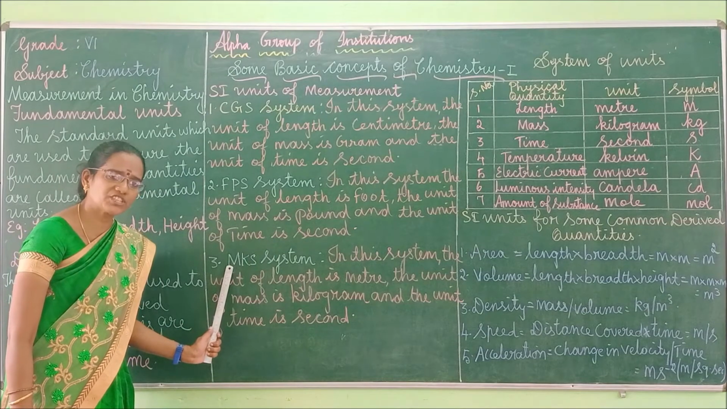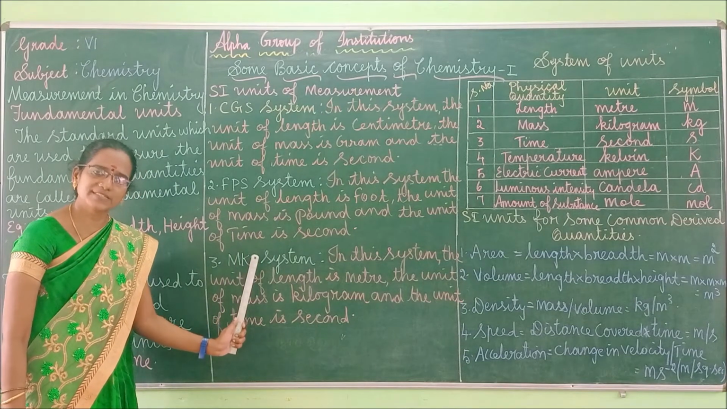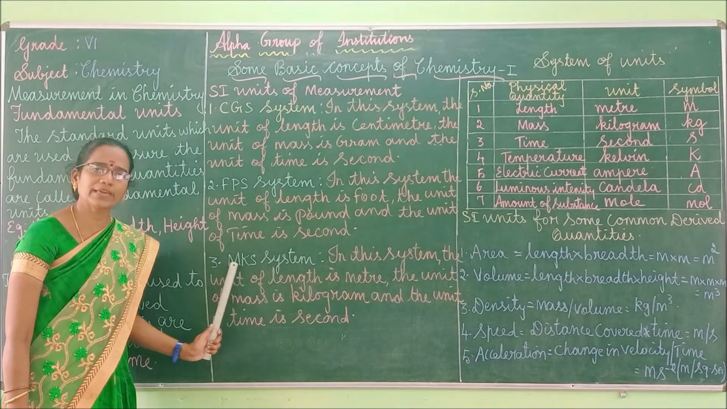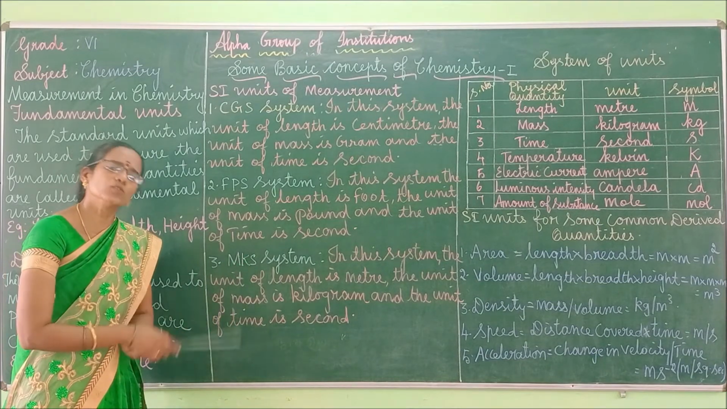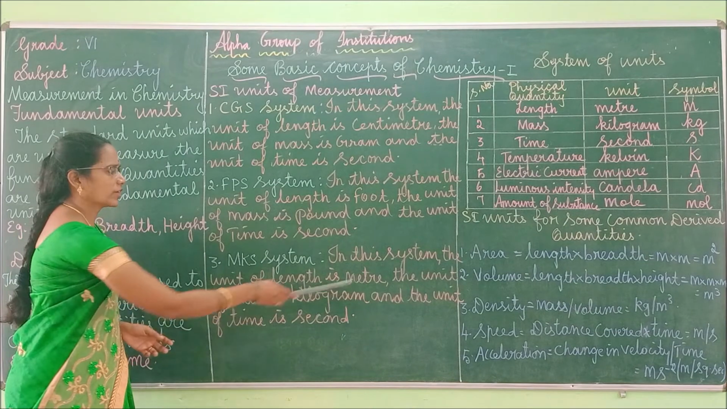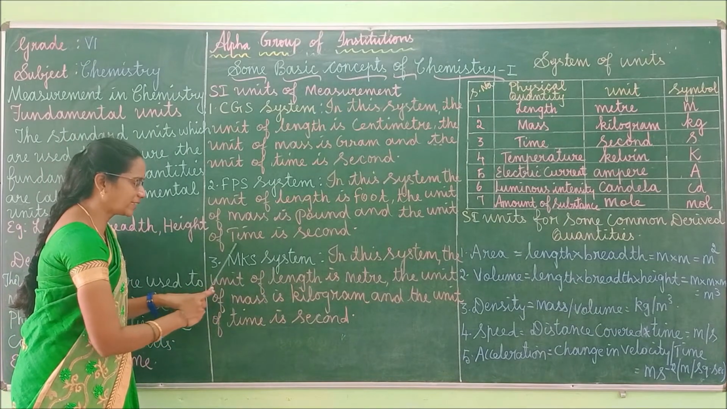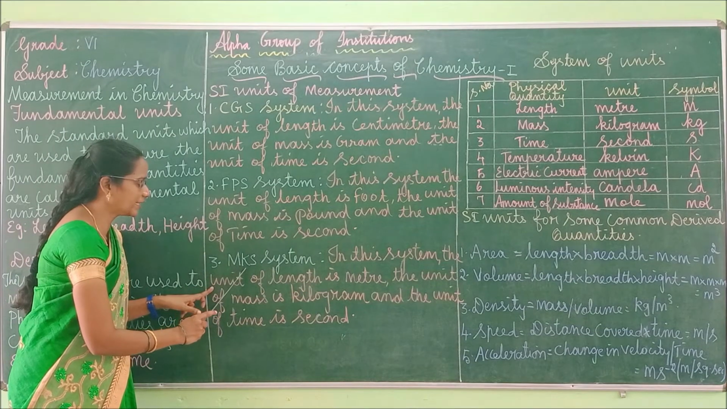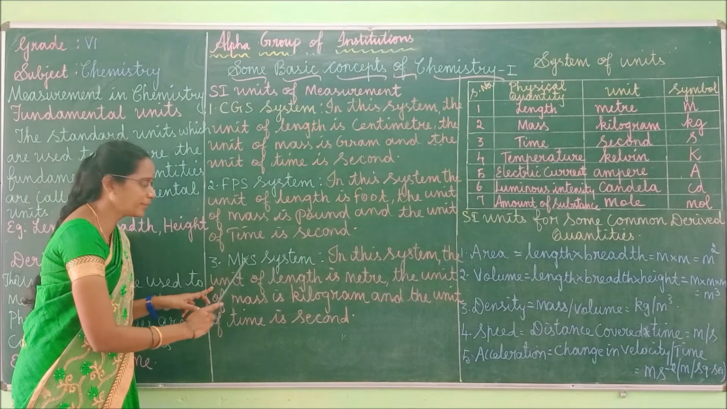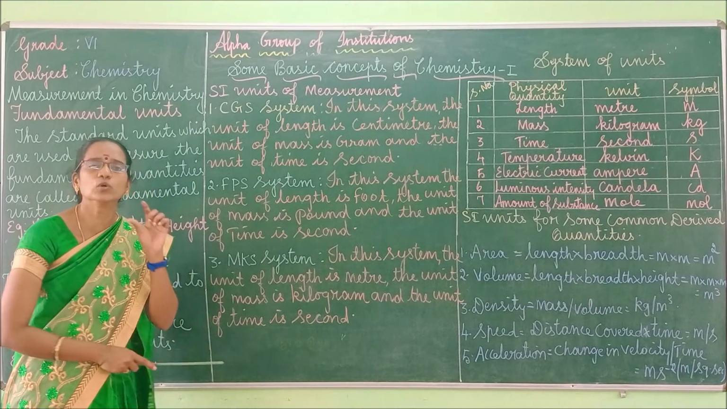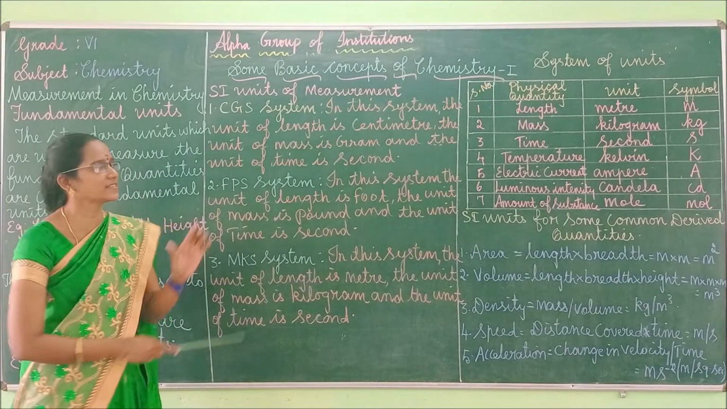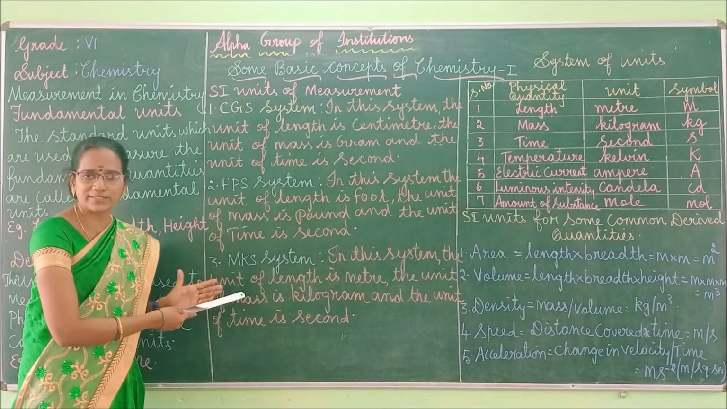MKS means meter, kilogram, second system. In this system, the unit of length is meter, the unit of mass is kilogram, and the unit of time is second. So you should know the fundamental units, then only you can abbreviate all these things.